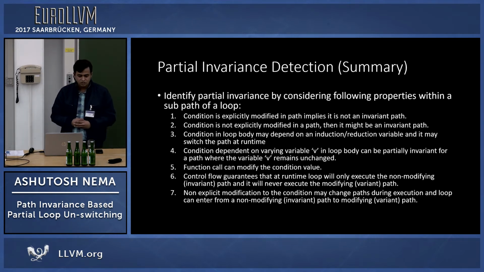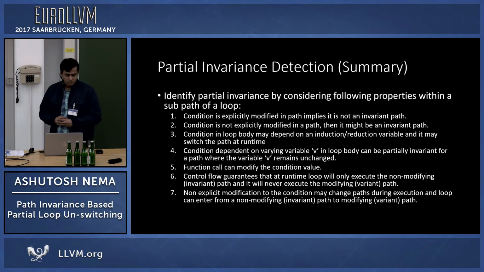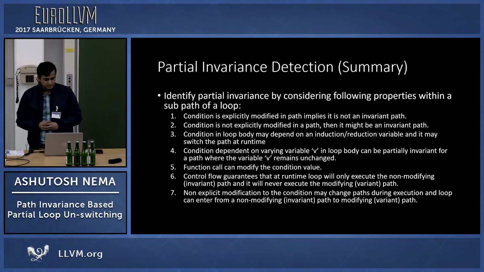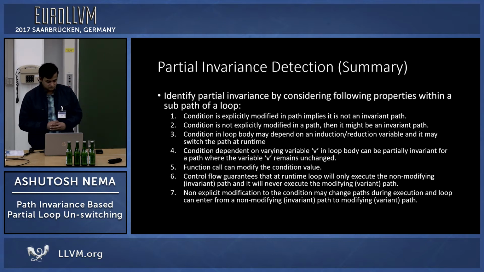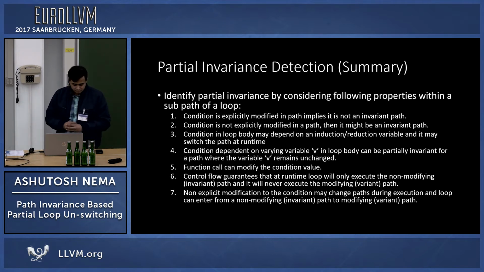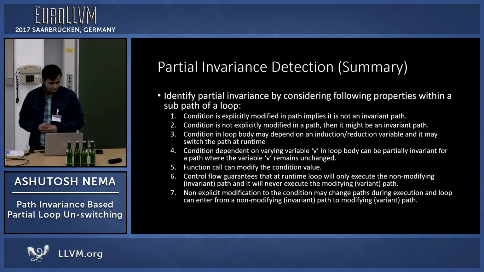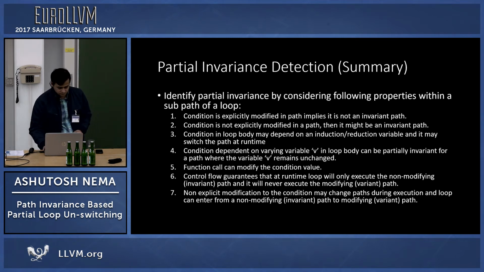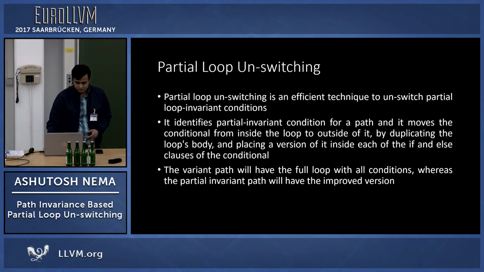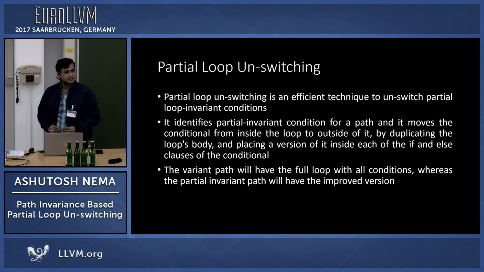A function call can modify the condition value. Control flow should guarantee that at runtime the control will only execute the non-varying, non-modifying path, and it will never execute the modifying path. Non-explicit modification to the condition may change the path at runtime. So this is all for partial invariant detection.